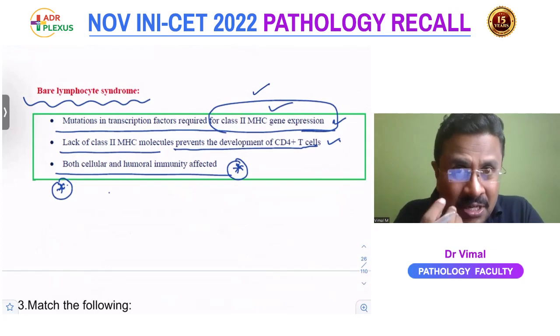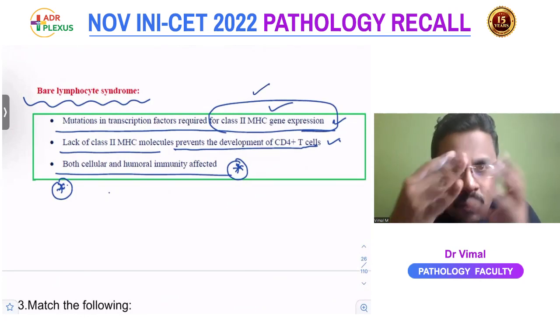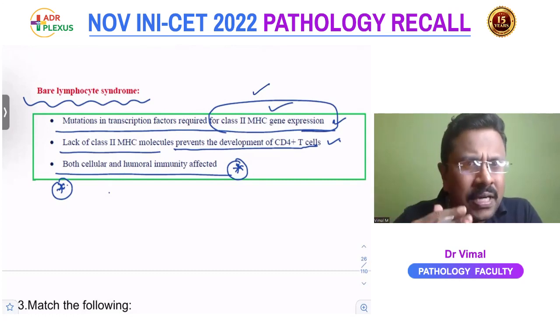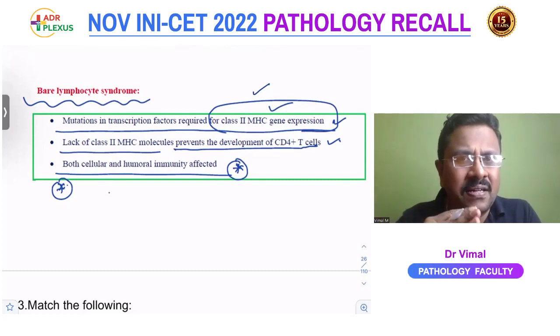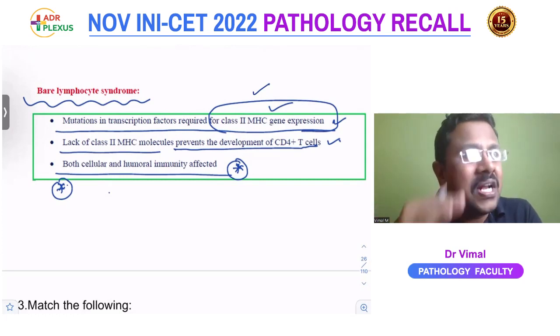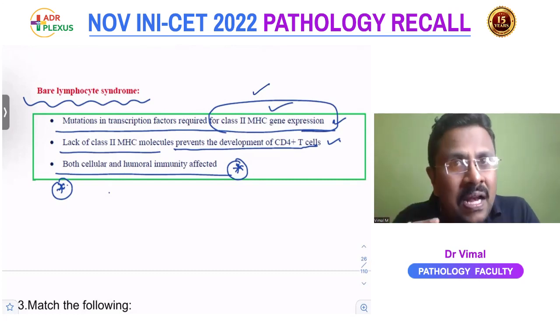For the MHC gene to be expressed, certain processes will be going on. But in this syndrome, there will be mutation of the transcription factors, and so class 2 MHC will not be expressed because of the mutation. So what will happen when the class 2 MHCs are not expressed? There is nothing to stimulate the development of CD4 cells. All of you are aware of these factors, no?